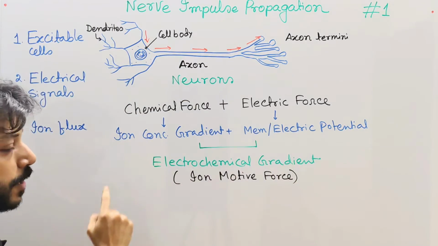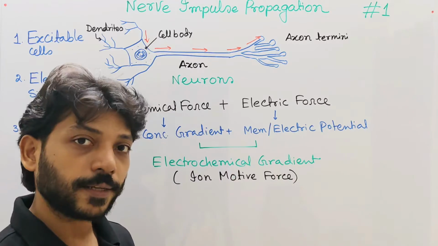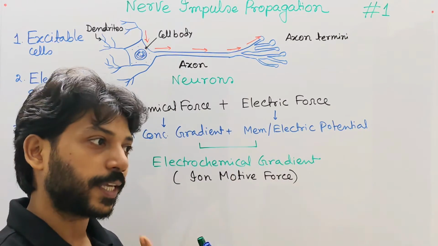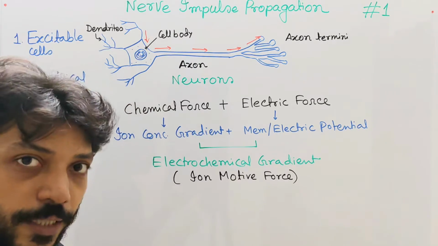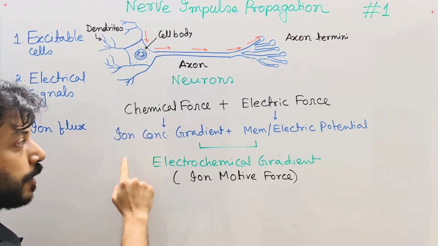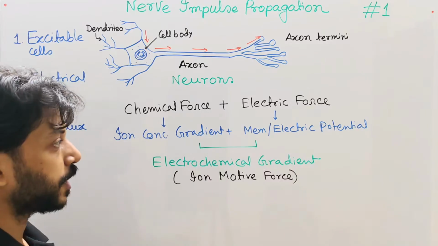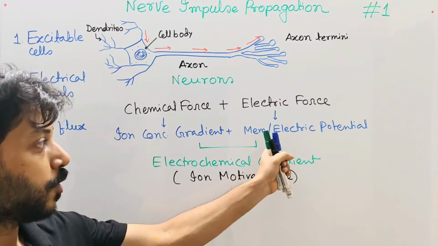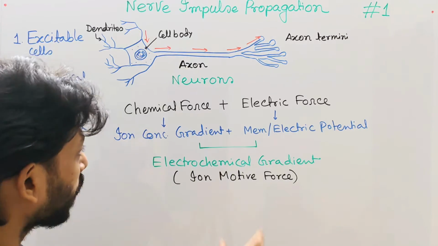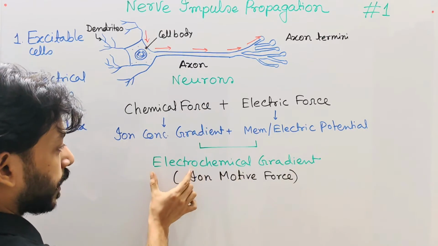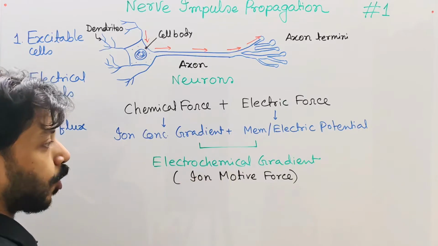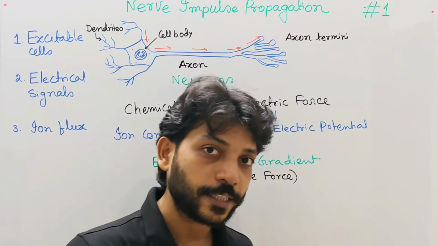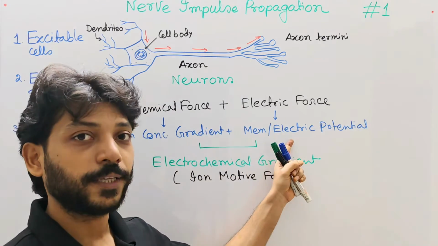Now, ion concentration gradient means there is a difference in ion concentration inside and outside of a cell, because the plasma membrane separates the exterior and interior. So there is a difference in the concentration of ions that generates the ion concentration gradient, and there is a voltage difference inside and outside of a cell, that is called membrane or electric potential or voltage gradient. Now together these two forces are called electrochemical gradient or ion motive force. See, because ions contain charge, they are also influenced by the electric force.